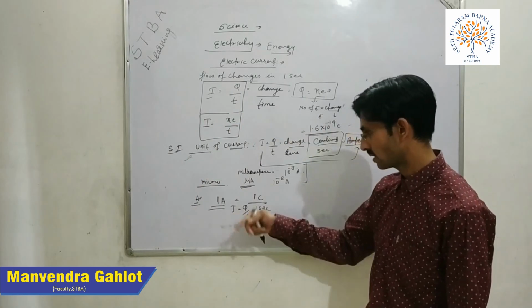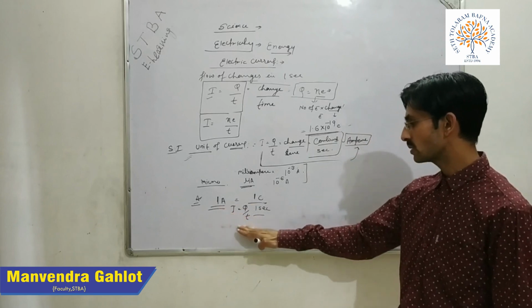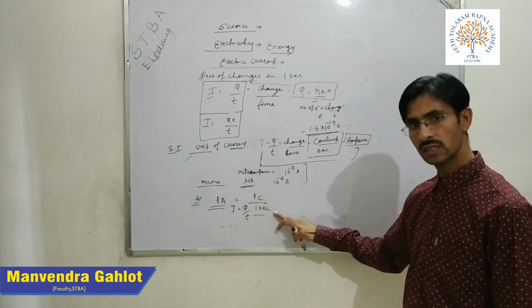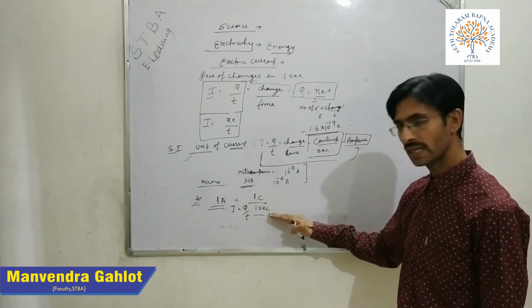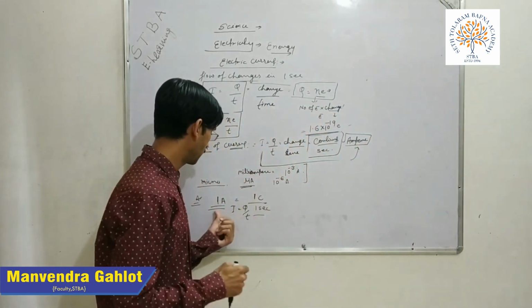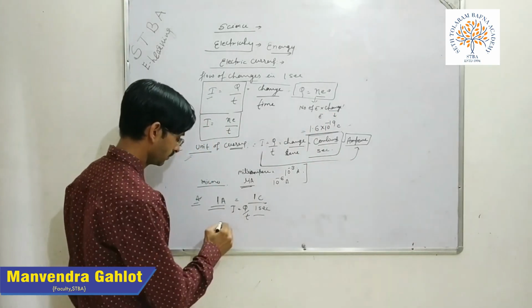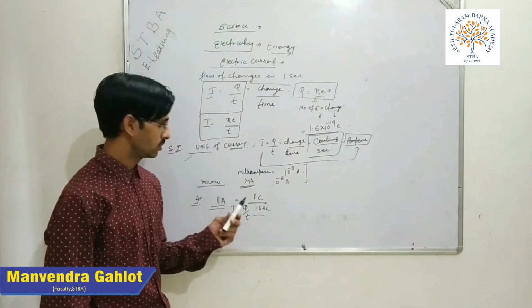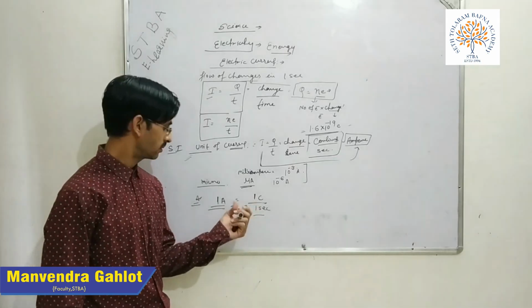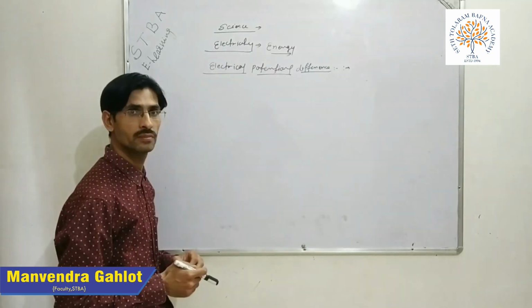I repeat once again, listen to me very carefully: 1 ampere means when 1 coulomb charge flows for 1 second in a conductor, then 1 ampere of electric current flows in this wire or conductor. So this is the 1 ampere.